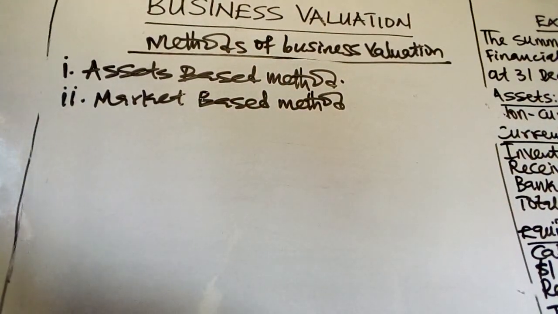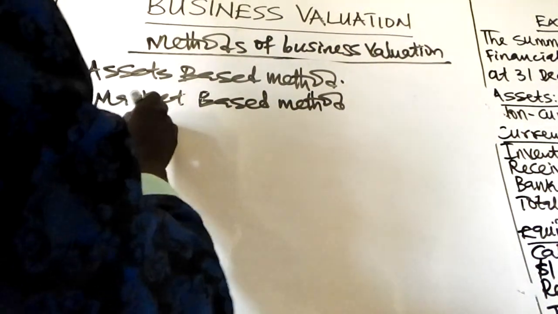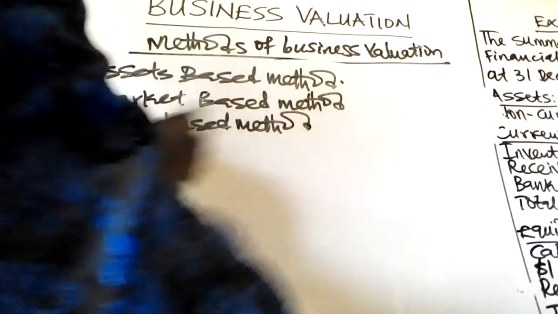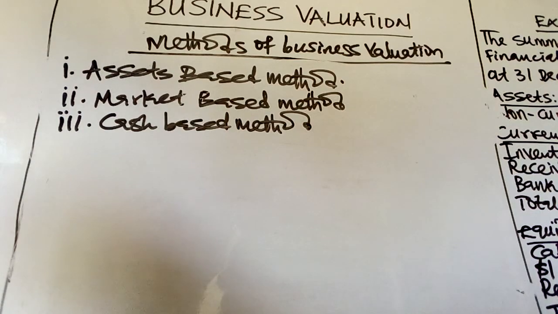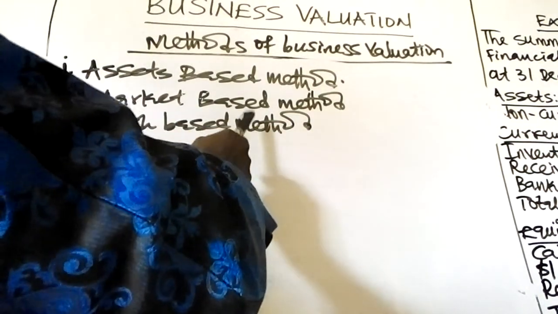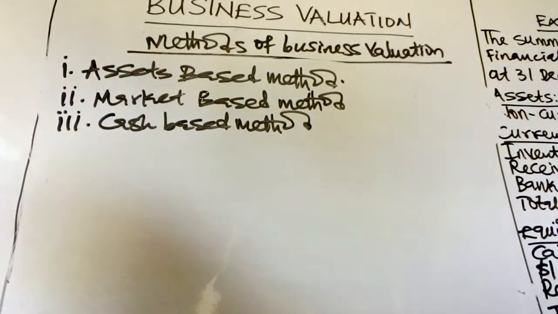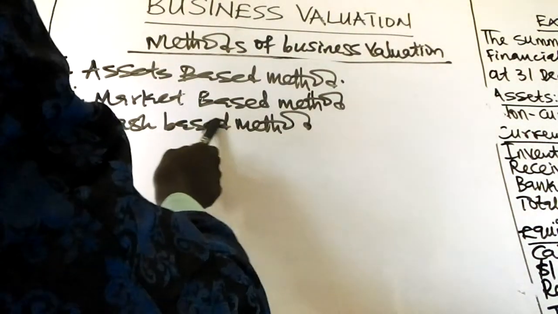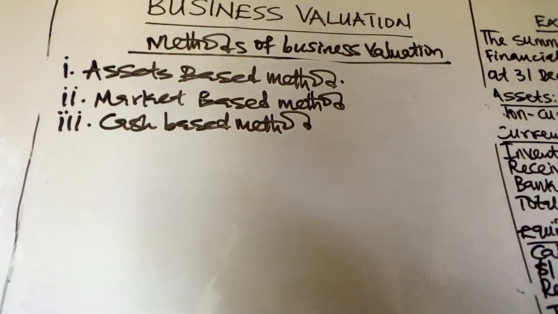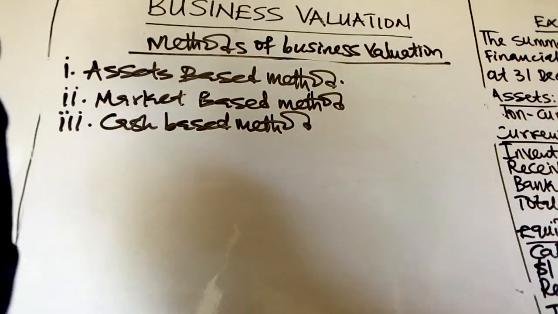The third method is the cash-based method. Under this method, the value of the business is the present value of the future cash flows. That is the cash-based method. So now we want to start with the asset-based method proper.